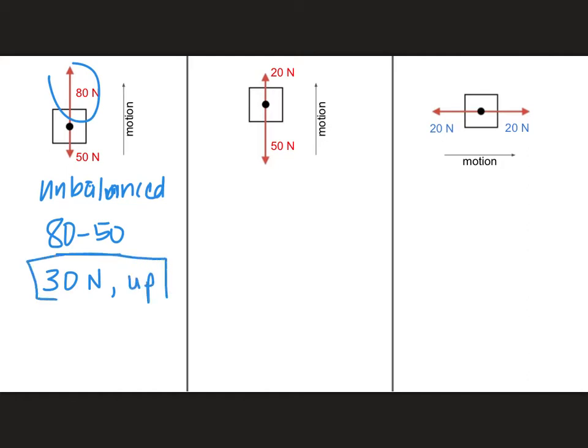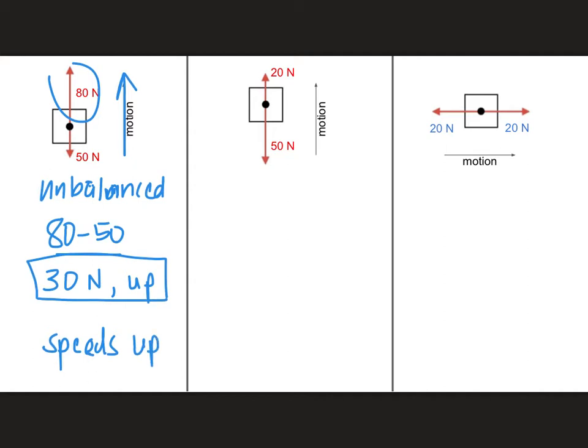Okay, so this is how we would express the net force. And because the net force points up and the motion also points in that direction, this object is going to begin to speed up. Its motion will change because the forces are unbalanced.